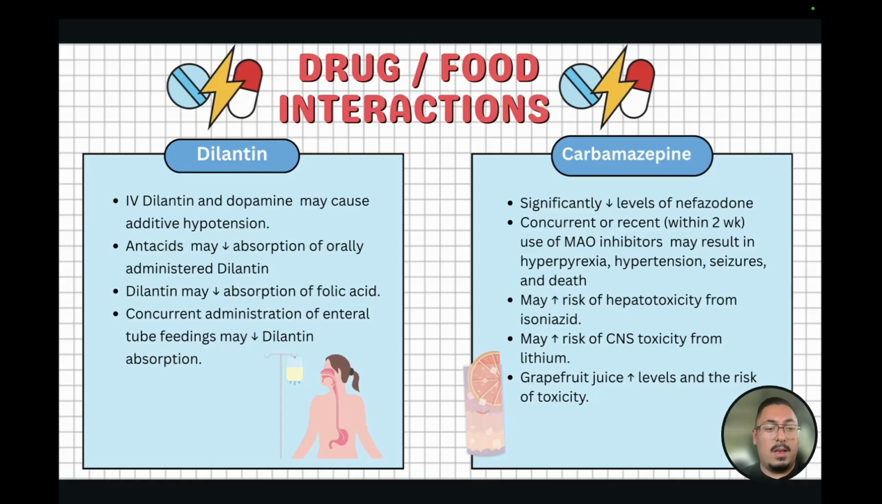For carbamazepine, interactions may include lowering nefazodone levels, which is an antidepressant, and when used too soon after MAO inhibitors, it can lead to severe outcomes like seizures or death. It could also increase the risk of liver toxicity when combined with isoniazid and CNS toxicity with lithium. Importantly, grapefruit juice can raise carbamazepine levels and risk of toxicity can occur, so it's important that it's avoided.